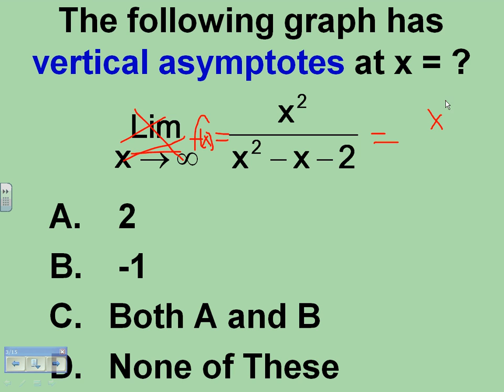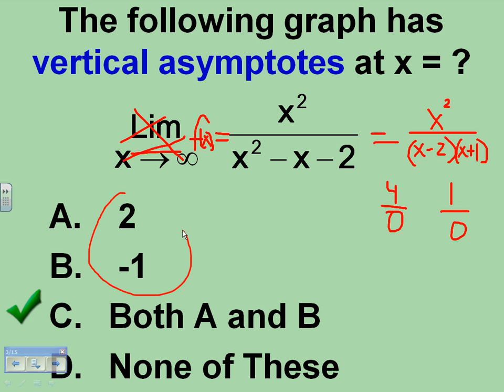All right. Hopefully you saw that you can factor it. And hopefully you got the right answer. When you factor it, you end up with 0 in the denominator when x is 2. And so you have 4 over 0. That's a vertical asymptote. And you put -1 in, you end up with 1 over 0. That's also a vertical asymptote. So the correct answer is C. You have two vertical asymptotes, one at x equals 2 and one at x equals -1. So nice job if you got both those right.